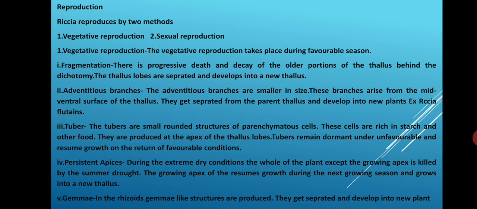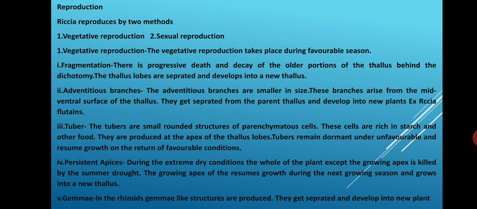Next we discuss reproduction. Reproduction in Riccia is by two methods: the first is vegetative reproduction and the other is sexual reproduction. First we discuss vegetative reproduction, which occurs by a number of methods. The first method is by fragmentation.